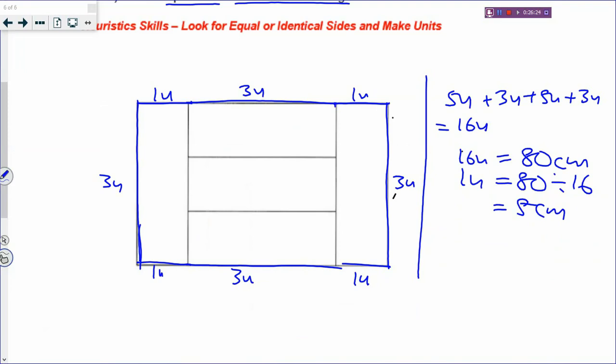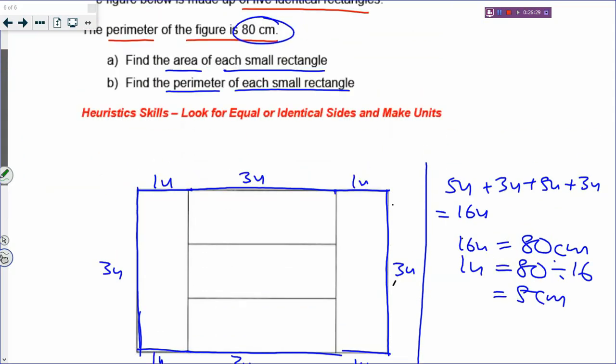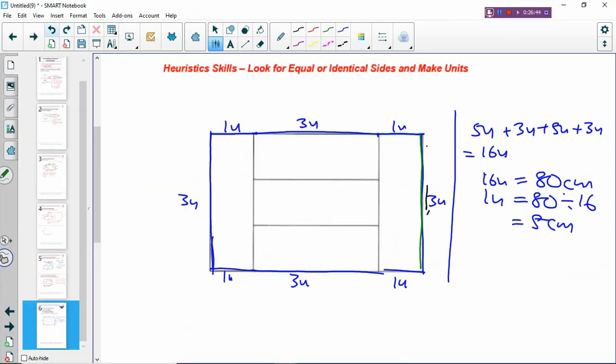All right, so what is the area of one small rectangle? So let's find the area. Can you see the length of a small rectangle? That is 3 units. So 3 units will be how many? Okay, let me just erase something. Right, so what's the length of this rectangle, which is 3 units? So 3 units will be 3 times 5, or 15 cm. So the length is 15 cm. So let's put down 15 cm.